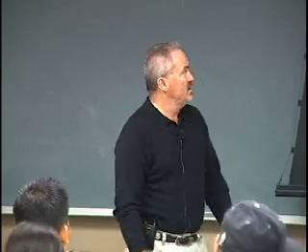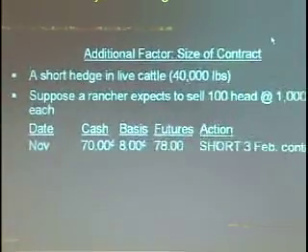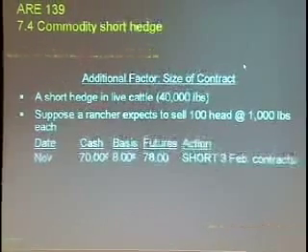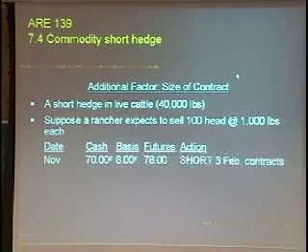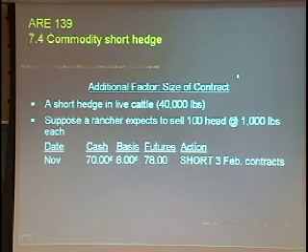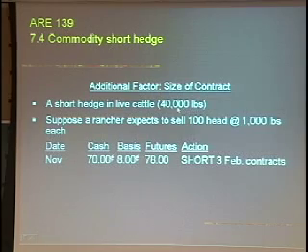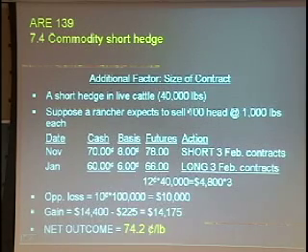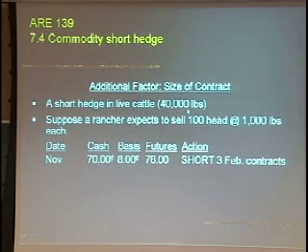So here's another example in the commodity market. And let's consider a cattle rancher. And again, I'm going to look at a short hedge for the time being, which means that the rancher is long in the cattle market. And the contract size, in live cattle, is 40,000 pounds.